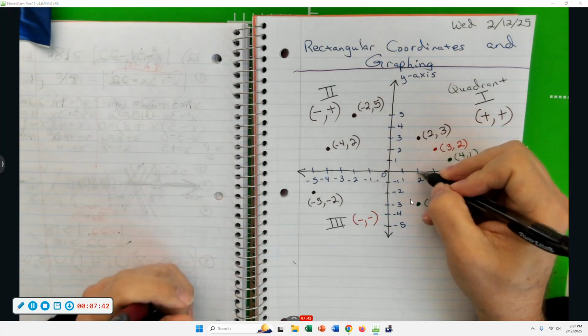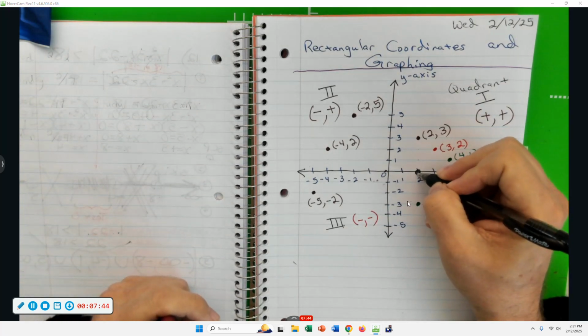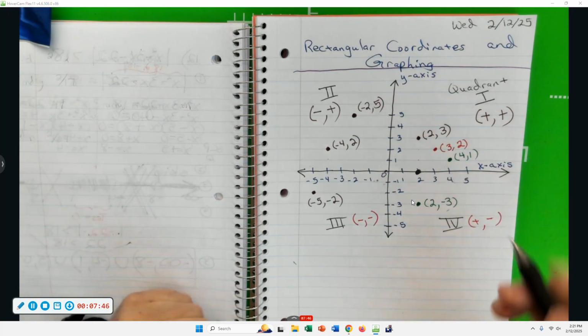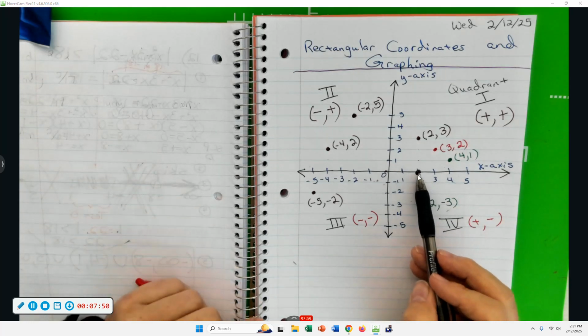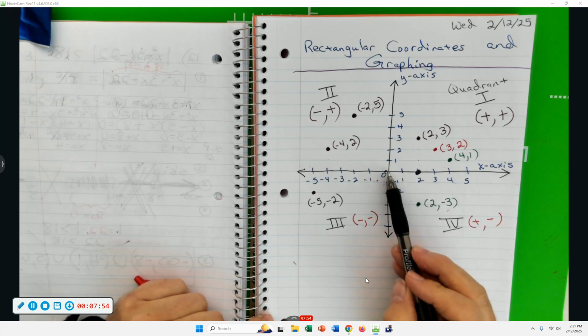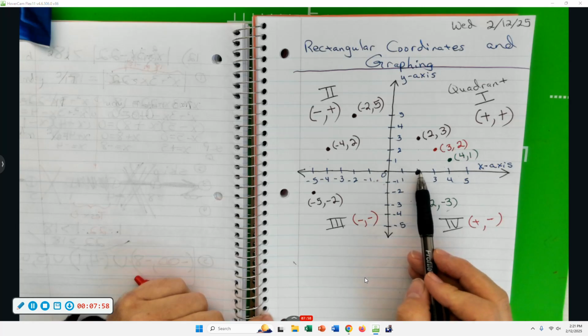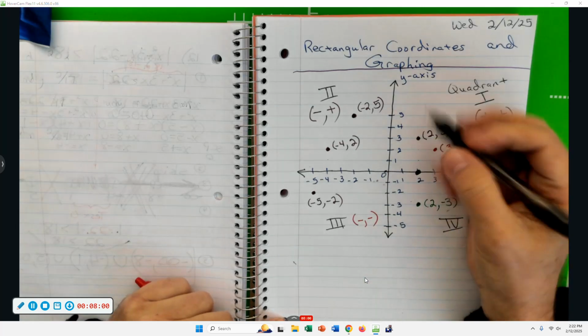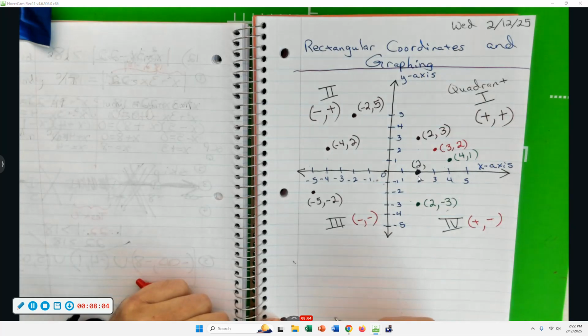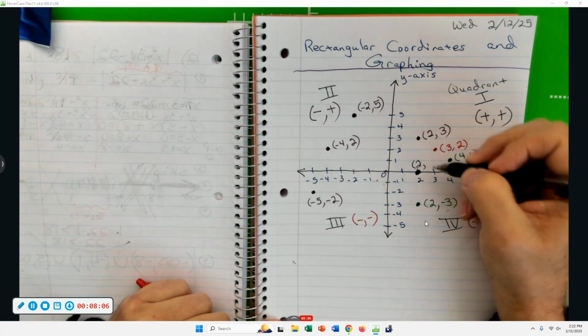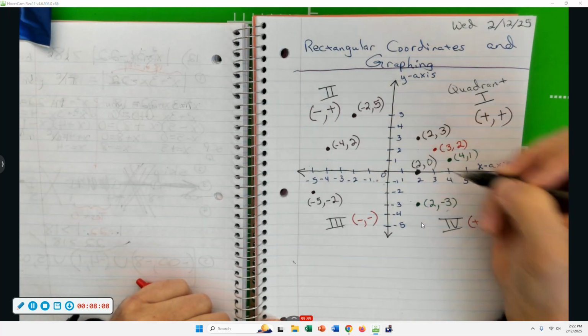What about points that are on the axes? Let's look at this point right here on the x-axis. I want to refer to this spot using an ordered pair. What will my x-coordinate be? I have to move 2 units to the right, so I'd go +2, but what's the y-coordinate? 0. You don't want to go up or down.